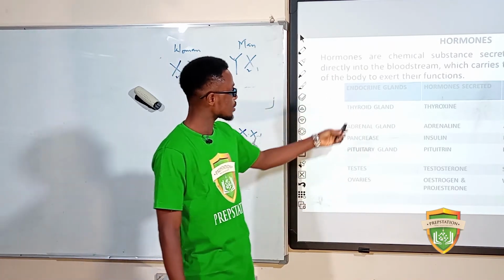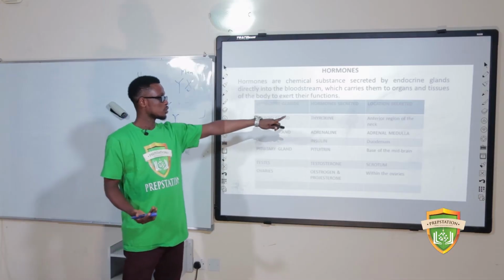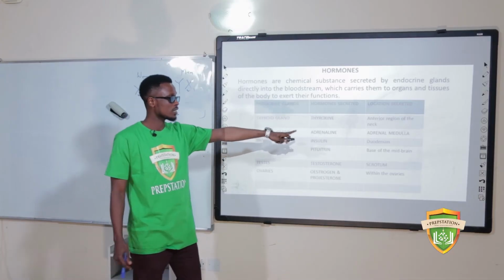Now, the first we'll talk about endocrine glands, hormone secreted, and location secreted. The first endocrine gland we'll talk about, thyroid gland. Now, thyroid gland will secrete the hormone they call thyroxine, and it's located at the anterior region of the neck. Adrenal gland, the hormone secreted is what? Adrenaline. The adrenaline, they also call it the emergency hormone. The location that it will secrete, that's the adrenal medulla.